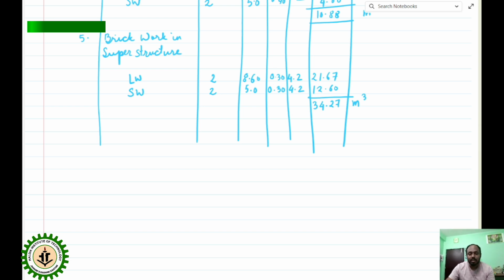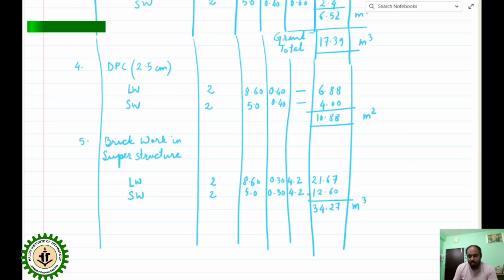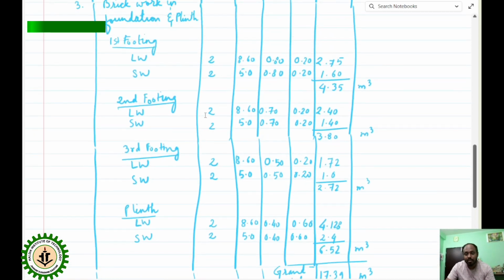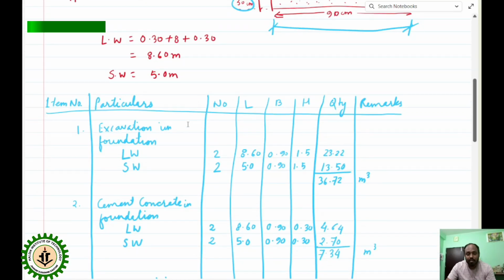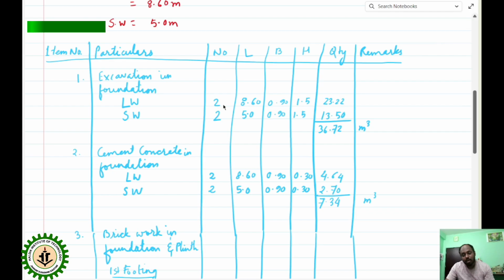So this was the question, and this was all the estimation of these following items. We have calculated using the long wall short wall method. In the next problem, we will go through the center line method.